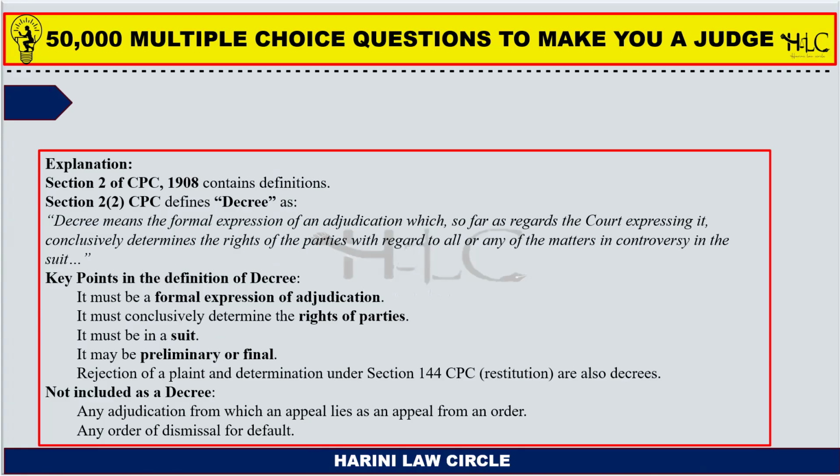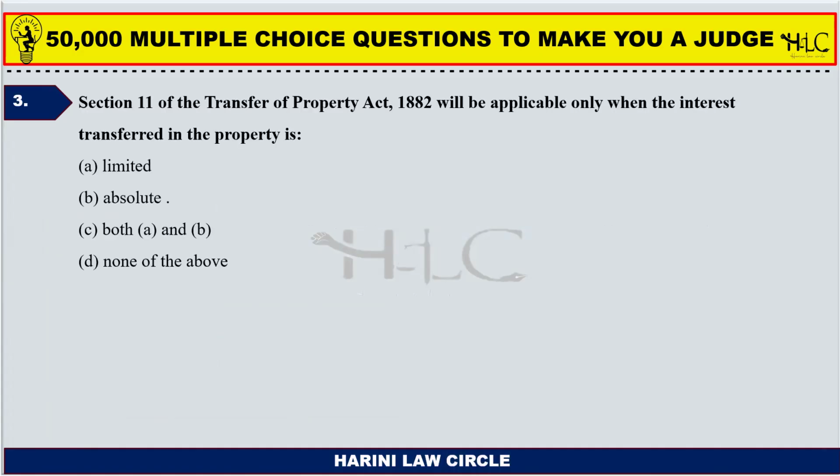So any adjudication from which an appeal lies as an appeal from an order is not a decree. And any order of dismissal for default is also not a decree. So a rejection of a plaint amounts to a decree, but a dismissal for default is not a decree. Okay.